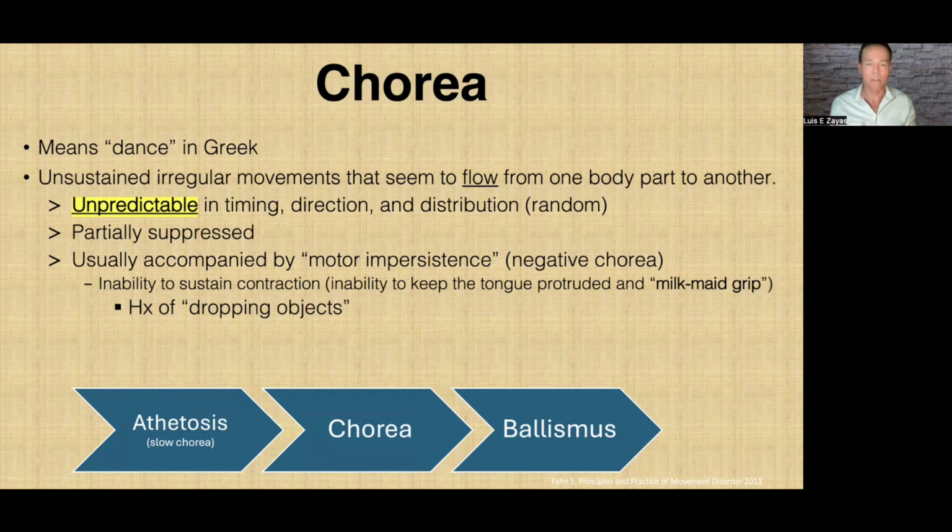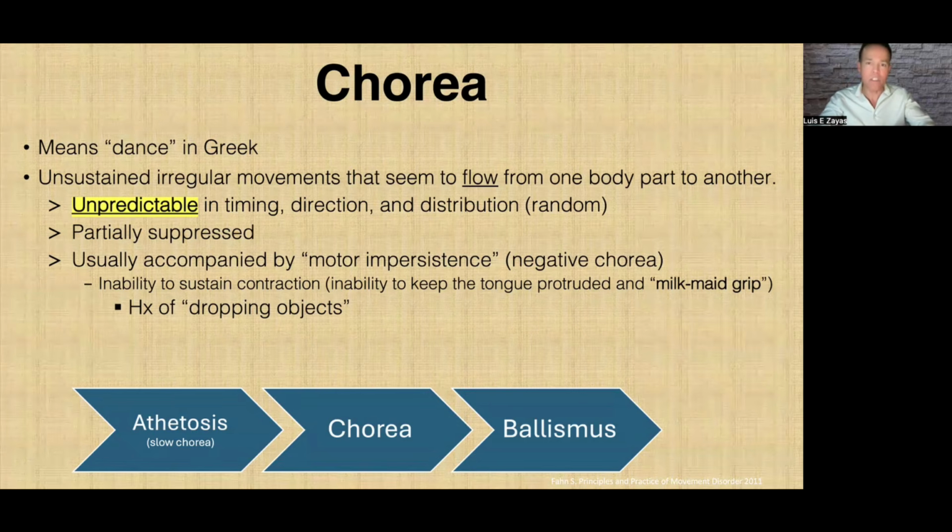You cannot predict. When the patient is telling you, doctor, I'm dropping things, you always think of two things. Either it is myoclonus, which is most common, or chorea. Okay, with very severe chorea, the patient can actually drop things. In chorea, many times, but not always, they have what we call motor impersistence, which is what we call negative chorea. The patient cannot sustain a contraction.